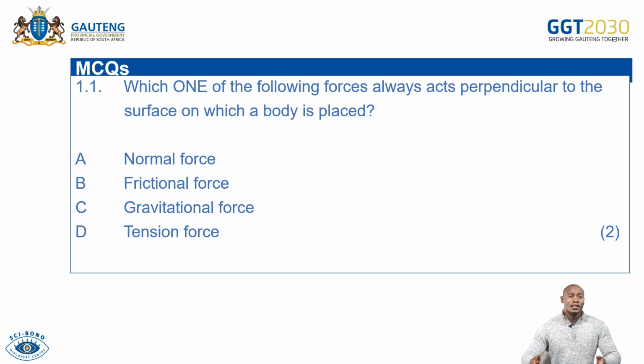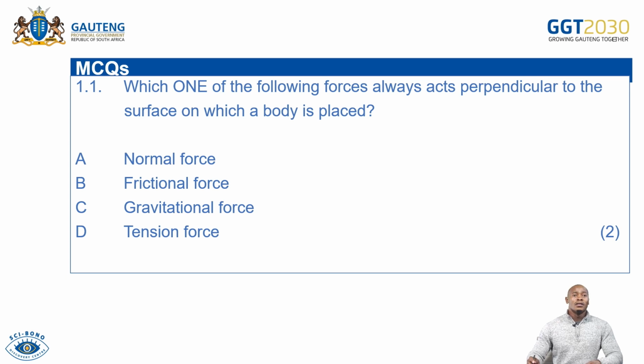So for example, contact forces are forces exerted by objects on each other when the objects are in contact, all right? For example, your normal force is a contact force, right? Your normal force is a contact force, and your frictional force is also a contact force, and tension is also a contact force. But option C is a non-contact force, which is your gravitational force.